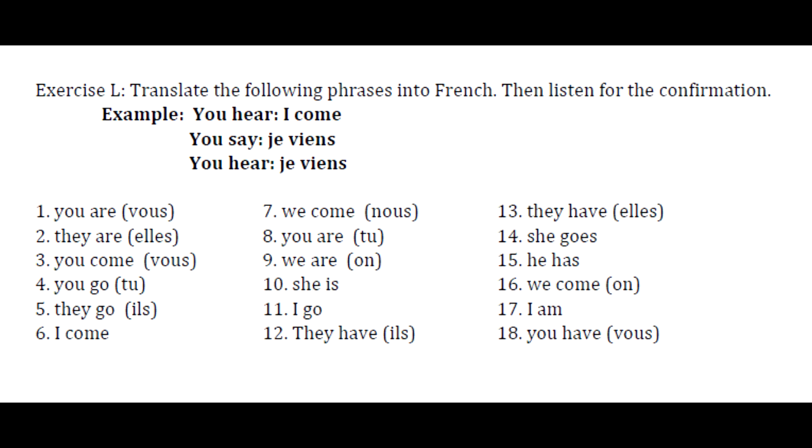Exercise L. Translate the following phrases into French. Then listen for the confirmation. Example, you hear I come. You say je viens. You hear je viens. Number 1. You are. Vous. Vous êtes. Number 2. They are. Elles. Elles sont. Number 3. You come.